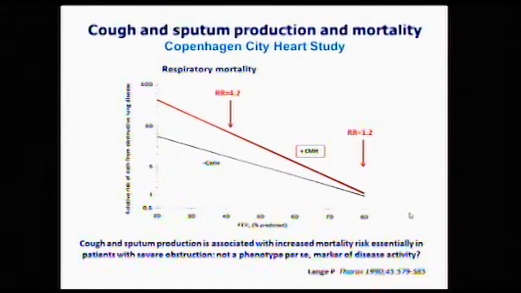So I think probably chronic cough and sputum production is not really a phenotype by itself. It may help, together with other factors such as low FEV1, for example, to identify a phenotype. And it's mostly, I think, a marker of disease activity related to current smoking, to exacerbations, and associated with a very specific kind of inflammation.